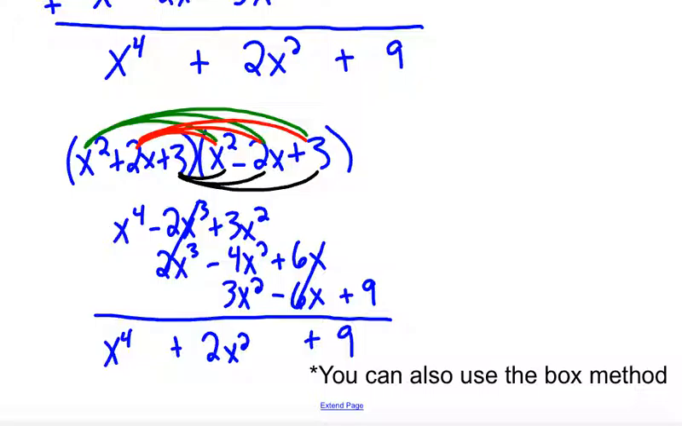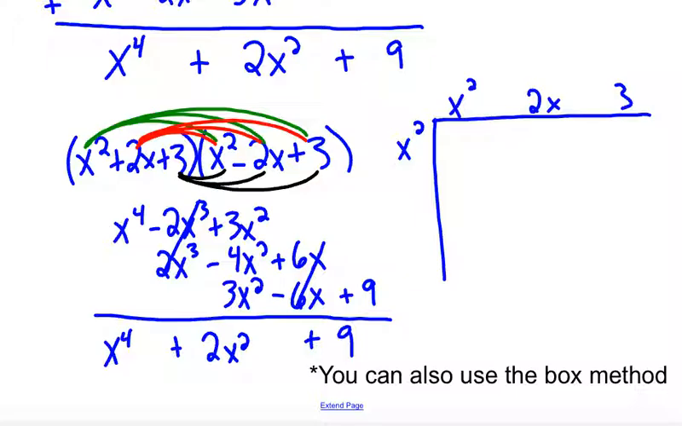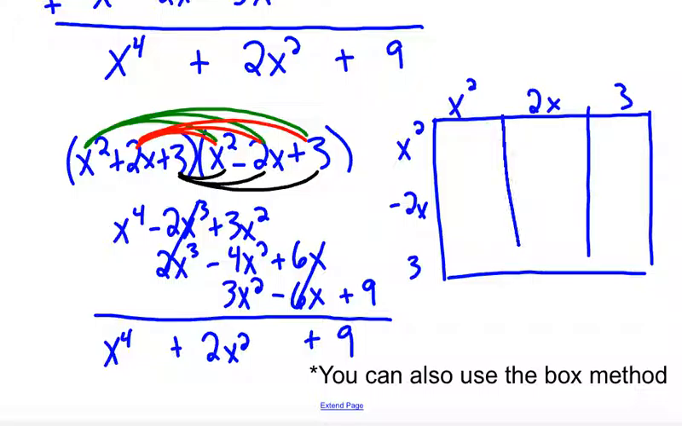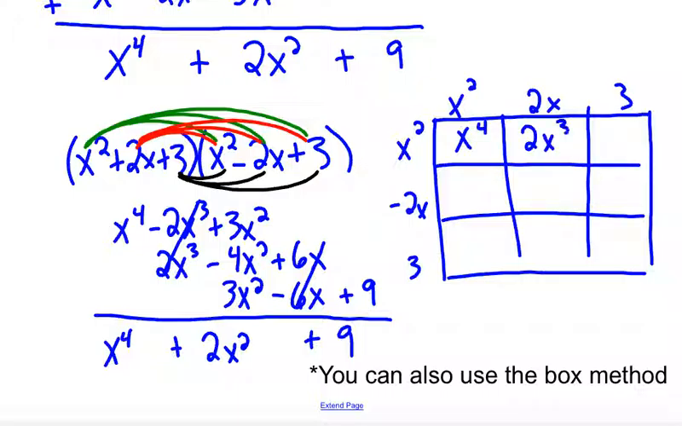It's kind of a hybrid method between the vertical and FOIL. The box method, I'm not going to walk you all the way through this, but some of you may have done this. So you're taking x squared, 2x, and 3, so you make a box. And then this direction is your other one, x squared minus 2x plus 3. And then you kind of treat this like a multiplication table. Okay? X squared times x squared is x to the 4th. X squared times 2x is 2x cubed. X squared times 3 is 3x squared. And you keep doing that. The nice thing about this is your like terms wind up being on the diagonals. So they're easy to find also.